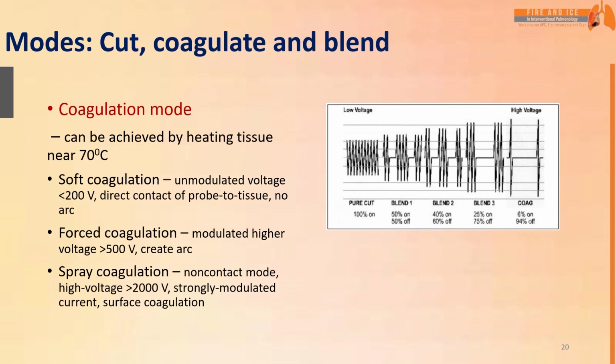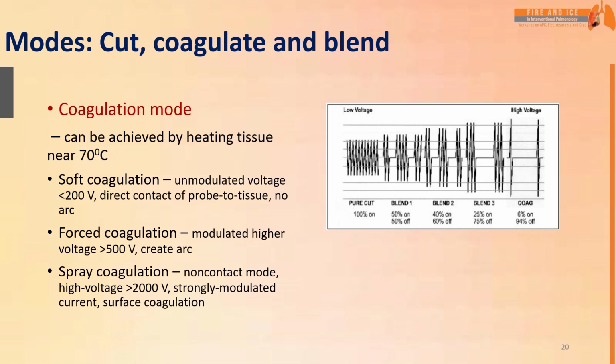In coagulation mode, the heat is around 70 degrees centigrade, and depending on the voltage, there are 3 types of coagulation: soft coagulation, force coagulation, and spray coagulation. In soft coagulation, unmodulated voltage of less than 200 volts is used. There is direct contact of the probe to the tissue, and there is no arc formation.